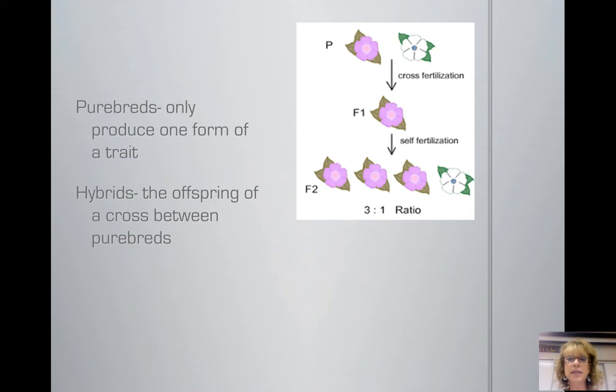When he cross-fertilized them, the next generation, which is called the first filial generation, were all purple. However, these are not purebreds because their parents showed 2 different forms of the trait. Since they had 2 different parents, the F1 purples were considered hybrids. A hybrid, therefore, is the offspring of a cross between purebreds. Then he let those F1 purple hybrids self-fertilize, and in the second filial generation, 75% of the offspring were purple and a quarter were white.